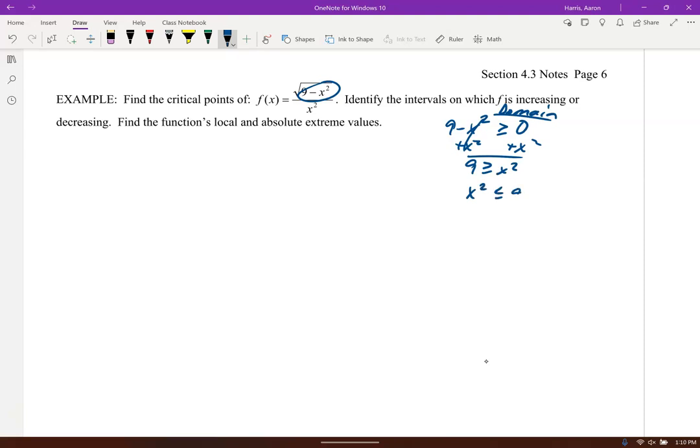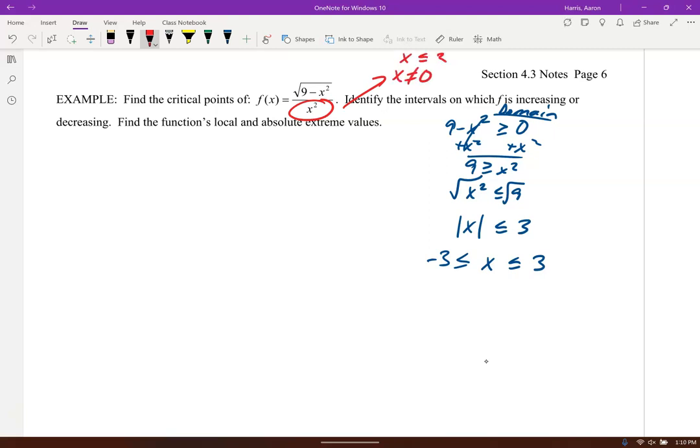So x squared less than or equal to 9. If I square root this, now I have an inequality, so I'm going to be proper about that. That's the absolute value of x less than or equal to 3, which means I'm between 3 and negative 3. But look at the original function. I can't be 0 either, right? So this domain, I'm between 3 and negative 3, but I can't be 0, right? And so now let's go ahead and take this derivative.